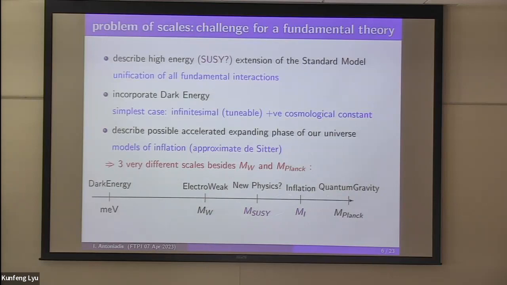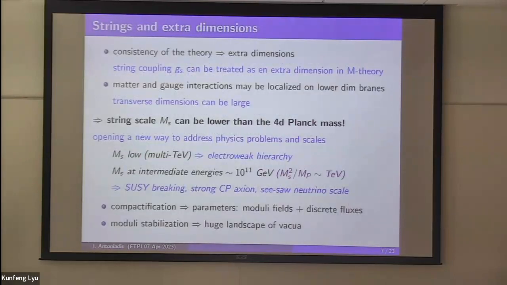And the other is a scale of physics beyond the standard model of particle physics. And one possibility is supersymmetry, which again we don't know where it is and if it is there. It comes naturally from fundamental theories like string theory, but we don't know where the breaking scale is. So these are the scales that I'm going to discuss.